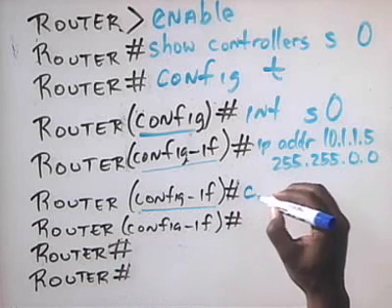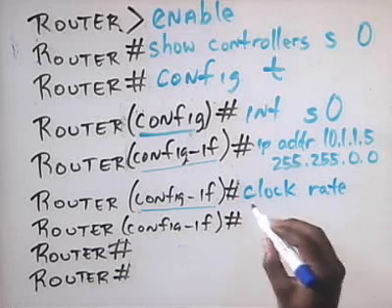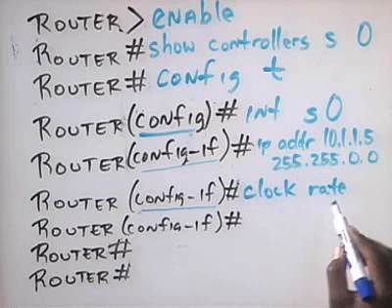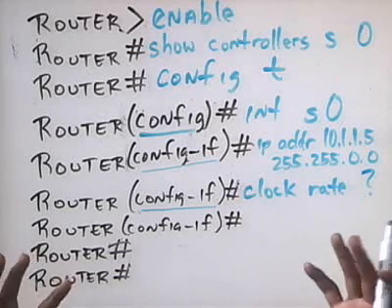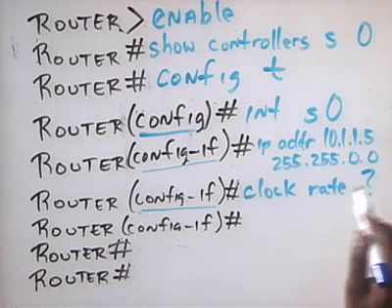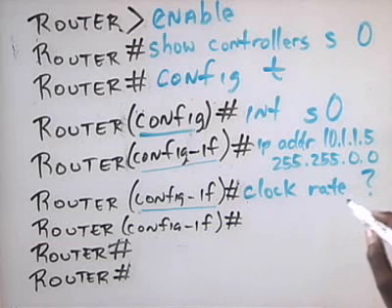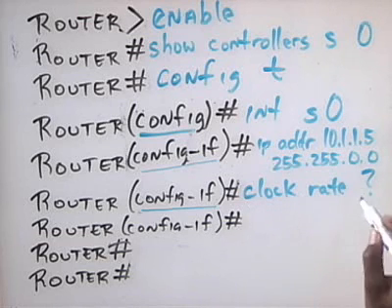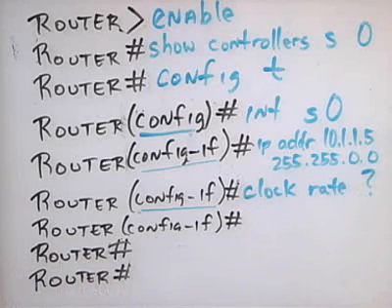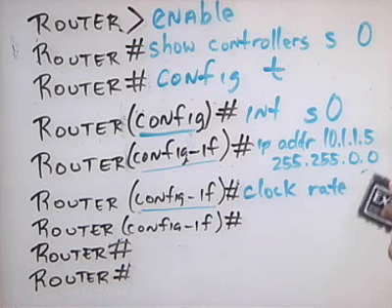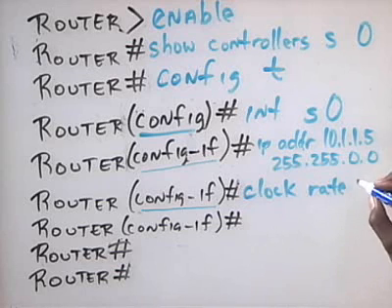At this point, you can issue the command clock rate. A lot of times what I like to do is do a clock rate and a question mark here. Keep in mind the question mark key is a self-executable command that will indicate the different ways that you could complete the syntax. This will provide you with all of the different valid clock rates on the router that you're configuring.